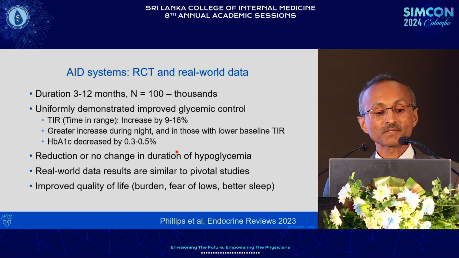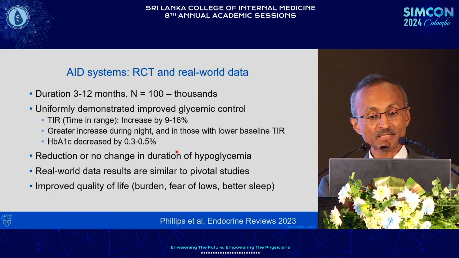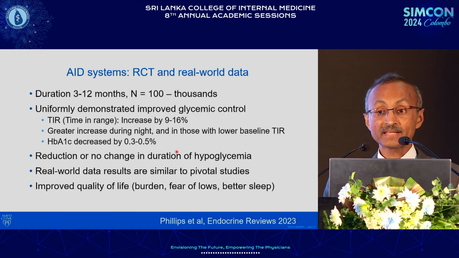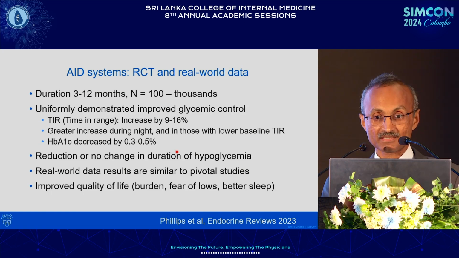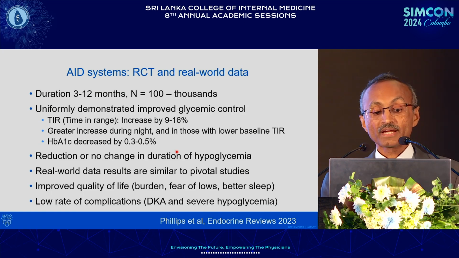There are some studies which have looked at the quality of life, and uniformly the patients report improved quality of life. They feel that the burden of diabetes care is less. The fear of hypoglycemia is less. And the most important thing is they sleep better, and so do their spouses and other family members. So they've actually looked at that. The parents sleep better because they know that their child is not going to get severe hypoglycemia at night. And there is a low rate of complications. Potentially they can get DKA and severe hypoglycemia, but at least in the reported trials, this does not seem to be very high.